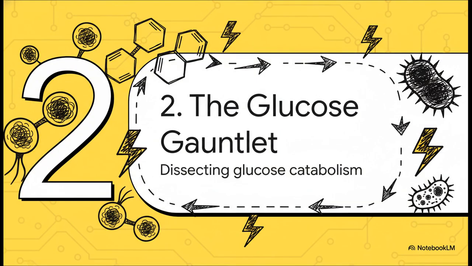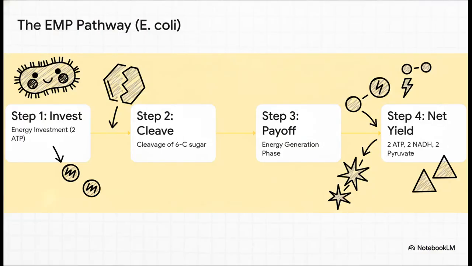Now let's run the glucose gauntlet. How a bacterium decides to break down a simple sugar molecule, well, that defines its entire lifestyle. We're talking everything from basic energy production to its ability to cause disease. So most bacteria you know and love, like our friend E. coli, use the classic pathway, the Embden-Meyerhof-Parnas pathway. You just know it as glycolysis.